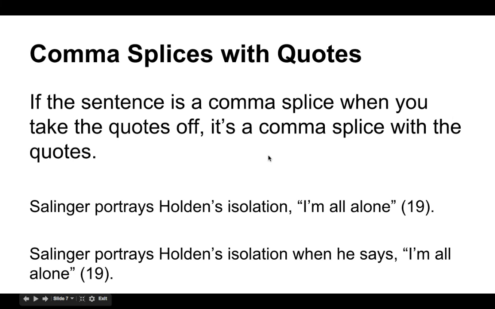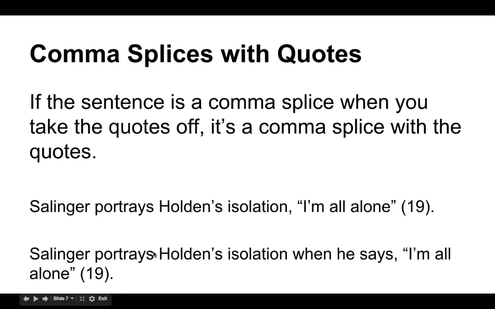Here's the tricky part. We often do comma splices when we embed our quotes. So if the sentence is a comma splice when you take the quotes off, it's a comma splice with the quotes too. So if we look at this example sentence, Salinger portrays Holden's isolation, "I'm all alone." Well, remember, a comma splice is when we have two independent clauses. Salinger portrays Holden's isolation, that's a complete sentence. That's an IC. "I'm all alone," if we took the quotes off, would also be an IC, or a complete sentence. We can't just combine those two things with a comma. We need to add some words to connect the ideas.